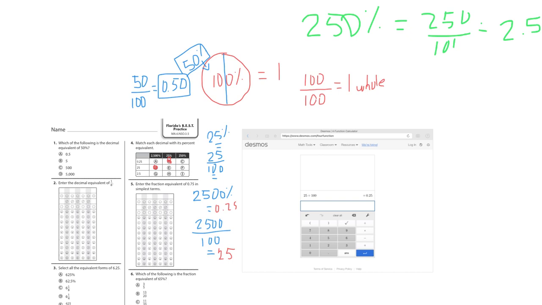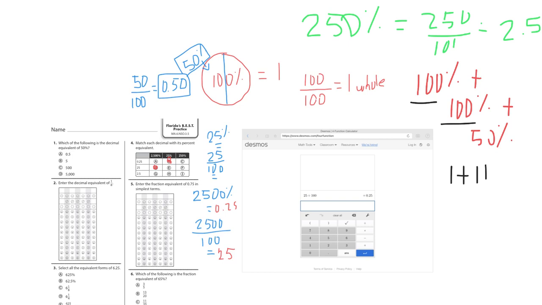Okay, why is that? Because it's made up of 100% plus 100% plus 50%. And we saw that 100 and 100 make 1, so 1 plus 1. And 50% is 0.50. So that is 2.50 or 2.5, which brings us to I, letter I.